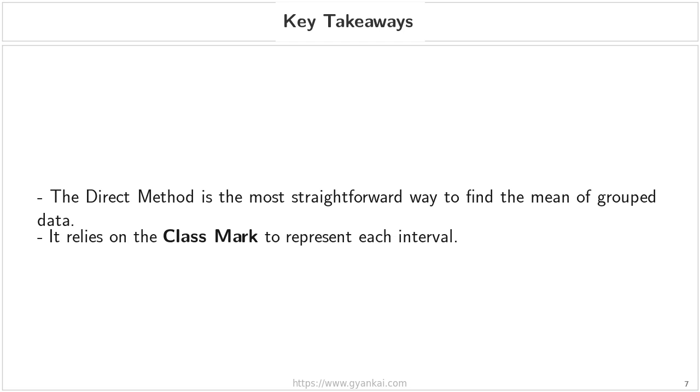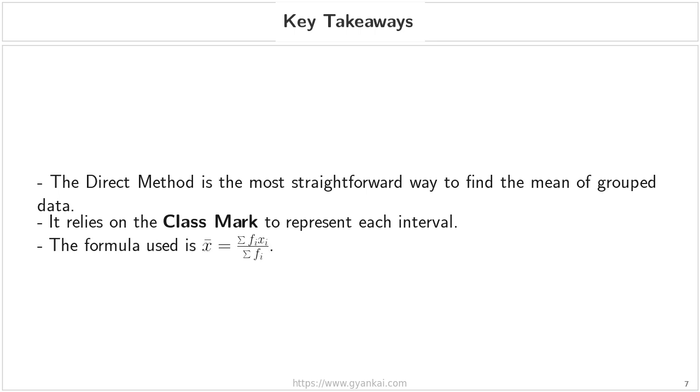Second, the core of this method relies on the class mark. As we discussed in the earlier slides, since we can't use a whole range of numbers in a single calculation, we use the class mark, that midpoint we calculated, to act as the representative value for every observation within that specific interval. Third, keep the formula at the front of your mind. The mean, which we denote as x bar, is calculated by taking the sum of the products of the frequencies and the class marks, which is written as the sigma of f sub i times x sub i, and dividing that by the sum of all the frequencies, or the sigma of f sub i.